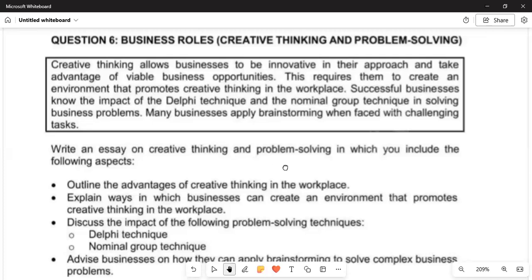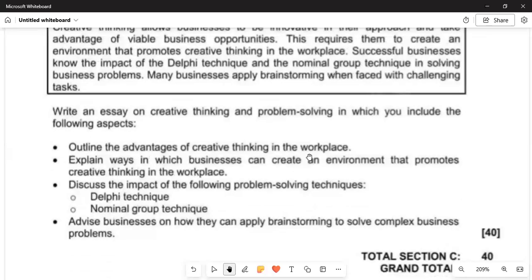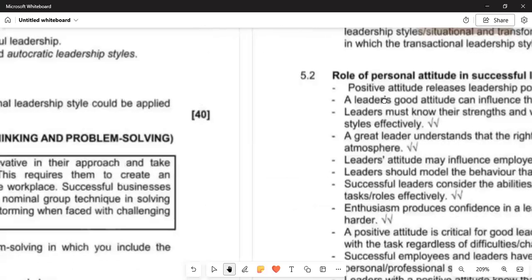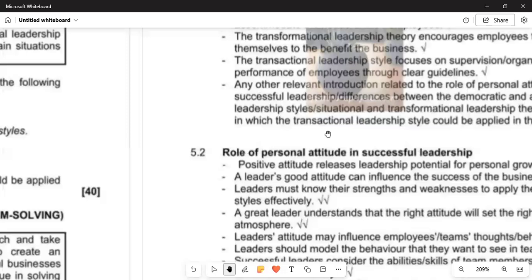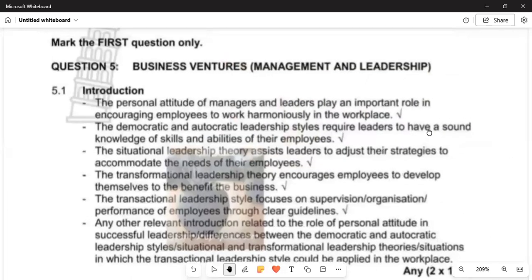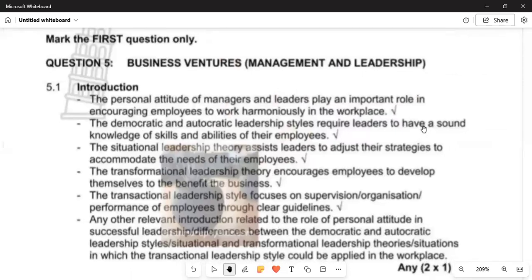Then let us go now to our answers. Let us start now with question 5. So don't forget that they have subheadings, so don't worry about that. So this is maybe the introduction in this case.